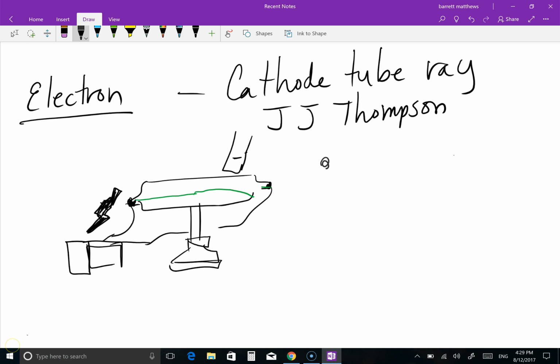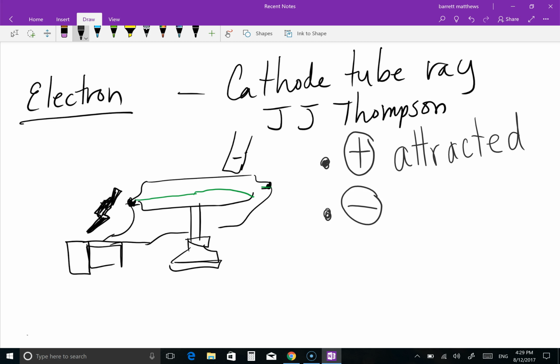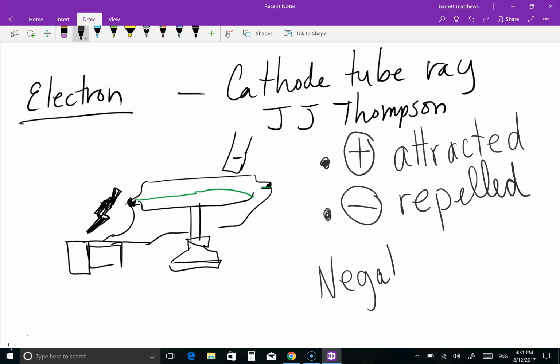The beam was attracted by the positive charge and repelled by the negative charge. This led Thomson to believe that the particles in the beam had a negative charge. Later, the size and all that would be discovered through some different experiments.